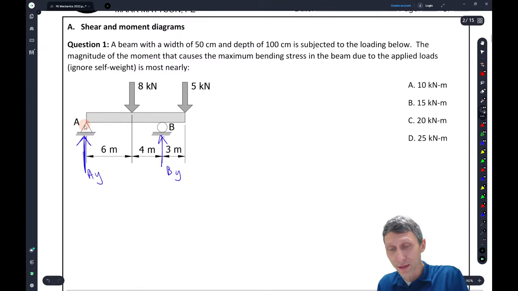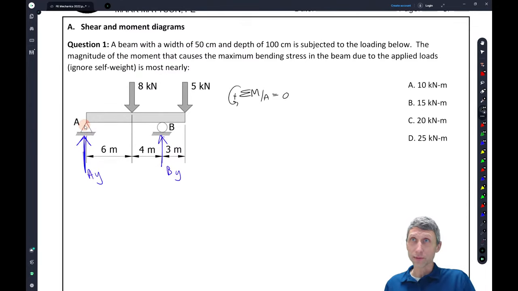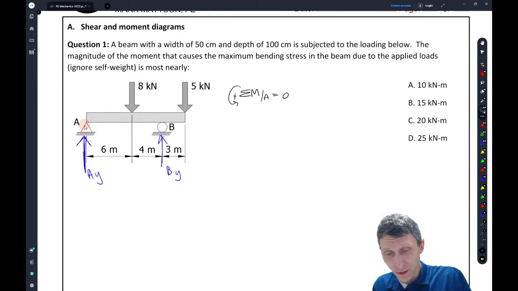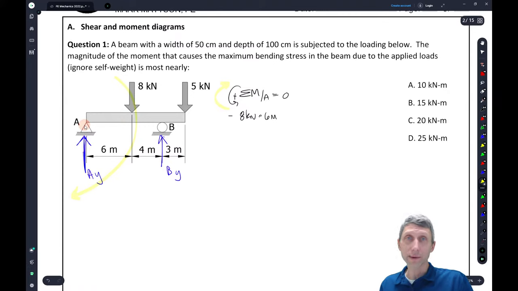We're going to start by summing moments about point A. You could sum moments about point B, but I like to get both reactions if possible. And summing moments about point A is consistent for me, I know what I'm doing with that, so it makes it a little bit easier. So if I sum moments about point A, what do I have? I have 8 kilonewtons coming down times a moment arm of 6 meters, and that's going to be a negative moment. The reason it's negative is because this is causing clockwise rotation, which is opposite of our positive sign convention, so that's going to be called negative.